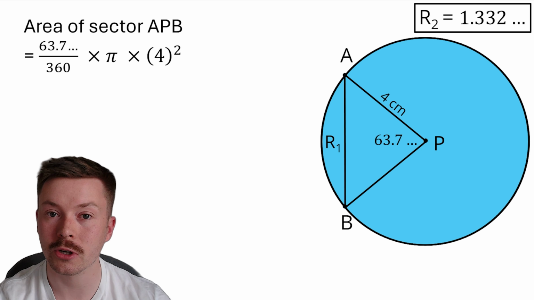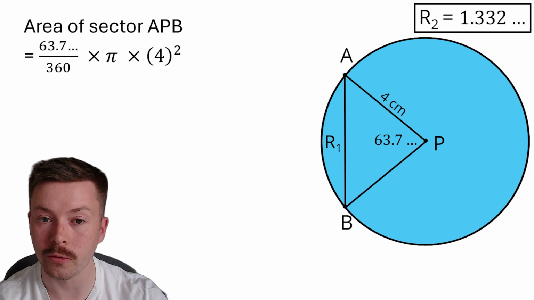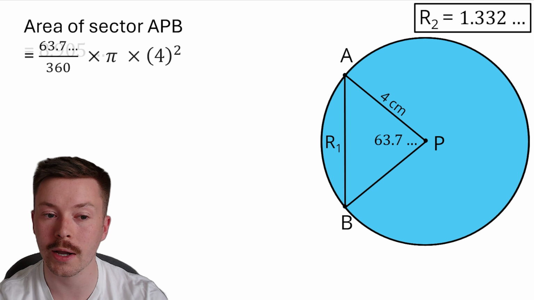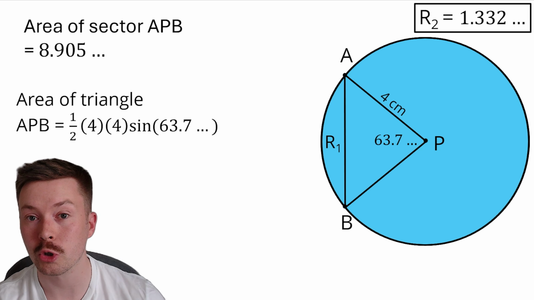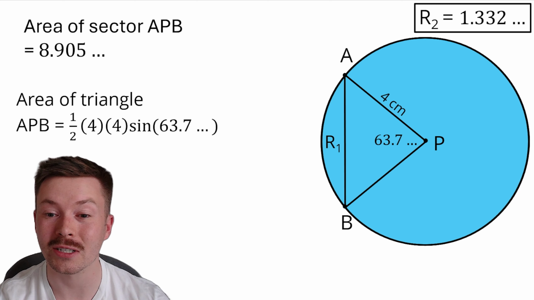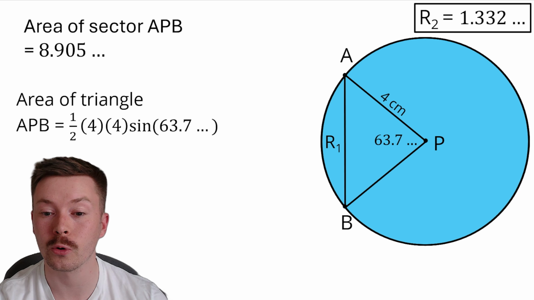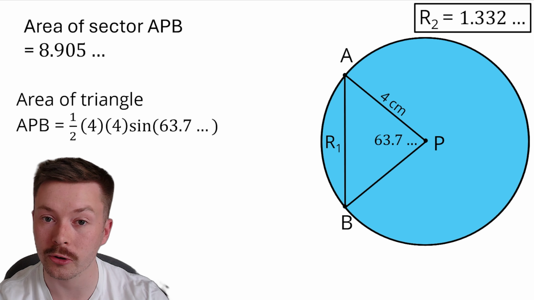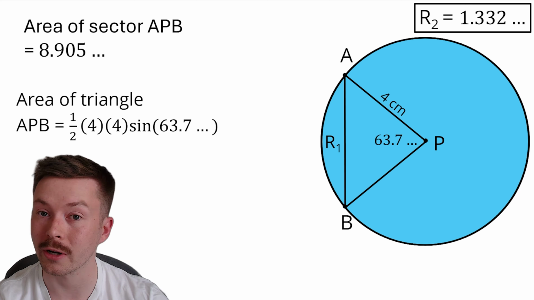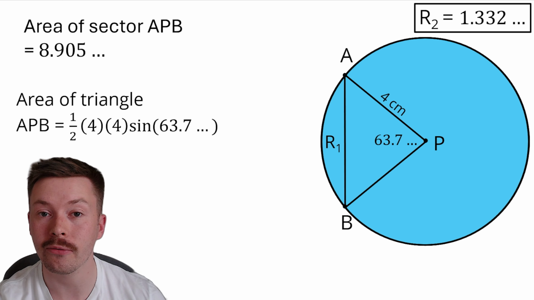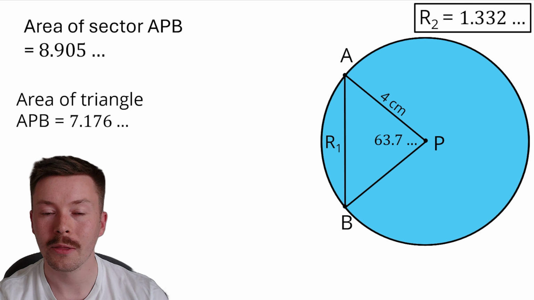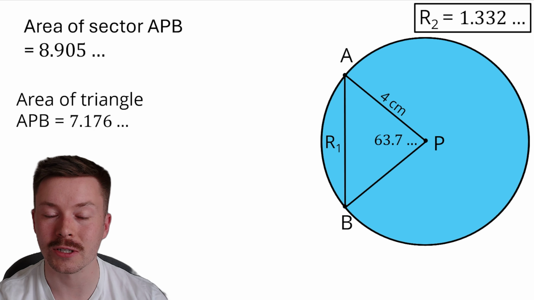So the area of the sector is going to be 63.7 dot dot dot over 360 times pi times 4 squared, which is 8.905 dot dot dot. The area of the triangle is a half ab sine C, so a half times 4 times 4 times sine 63.7 dot dot dot. Make sure you don't round or truncate it, because again we will end up with a rounding error. We'll be slightly off the answer if we do that. That gives us an answer of 7.176.